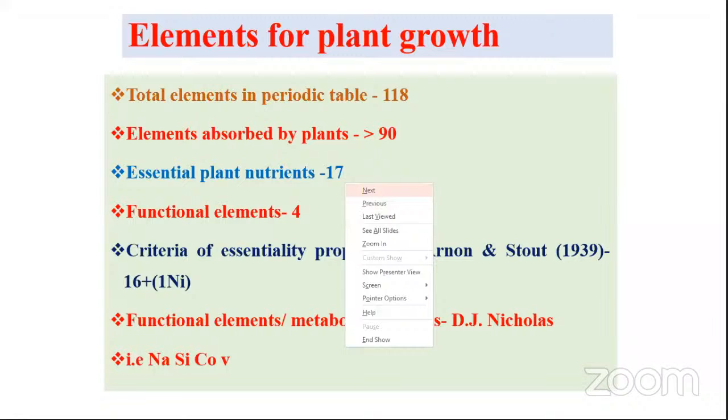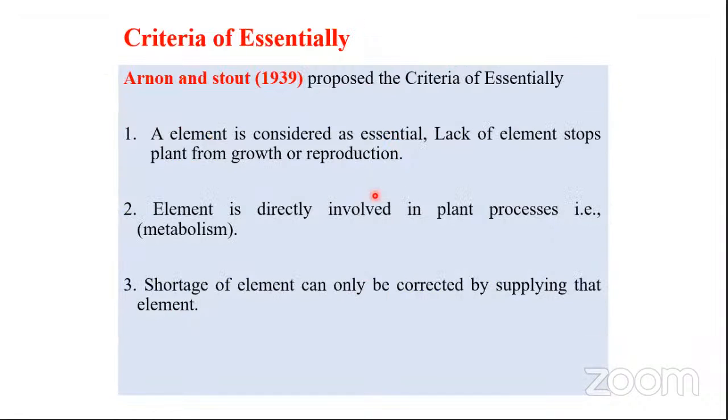Yes, students, Arnold and Stout, a very famous theory. They have given three important proposals regarding nutrition. The very first one is that an element is considered essential when lack of the element stops plant growth and reproduction. It's very self-explanatory: when the element is less, there is no growth.